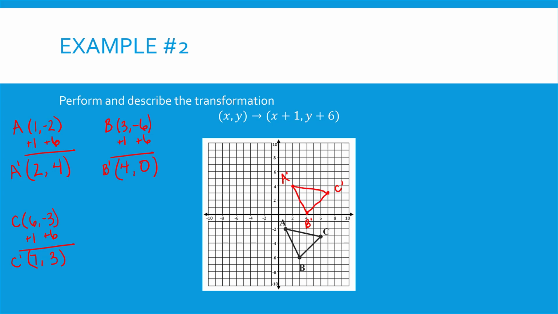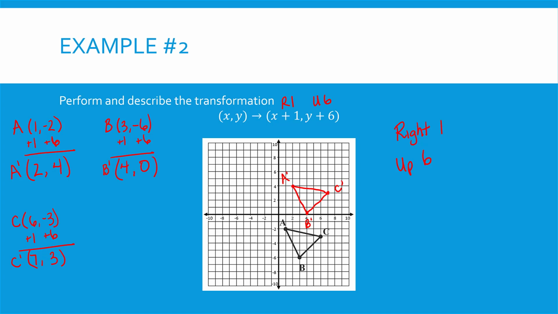And then we need to describe this. We just talked about how the x-axis runs right and left. So if it's saying plus 1 on my x, a plus would mean to go right 1, and my y goes up and down. So adding on the y-axis means up 6. So this would be right 1, up 6.